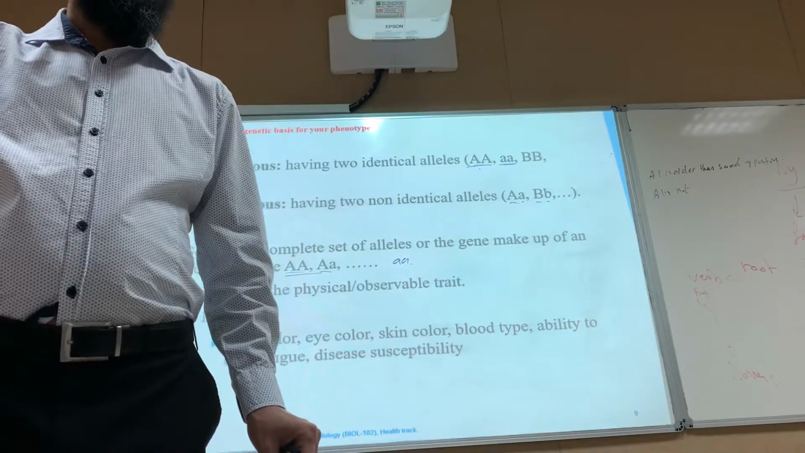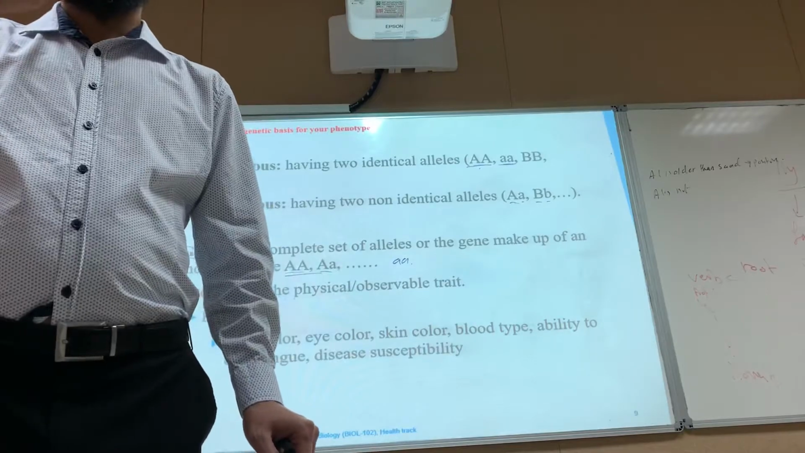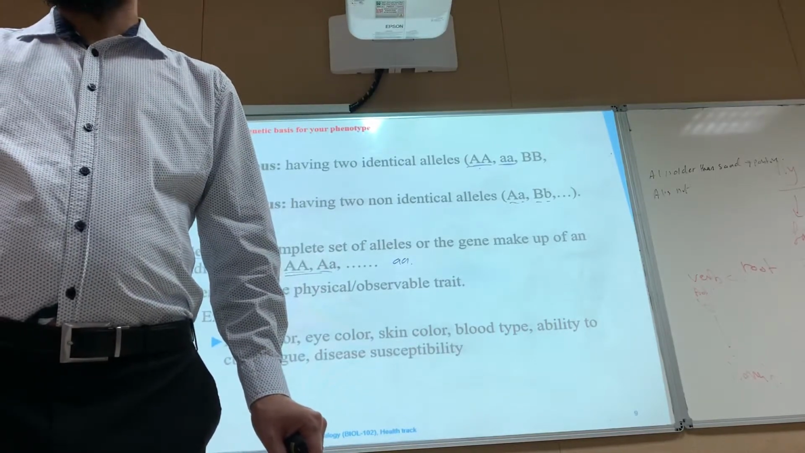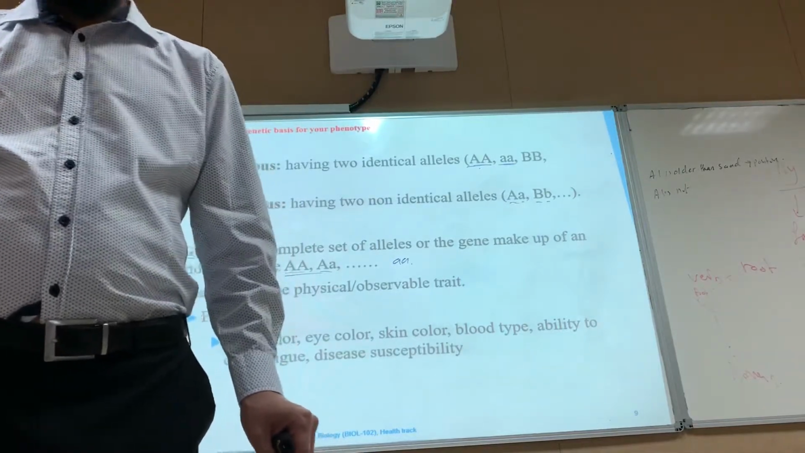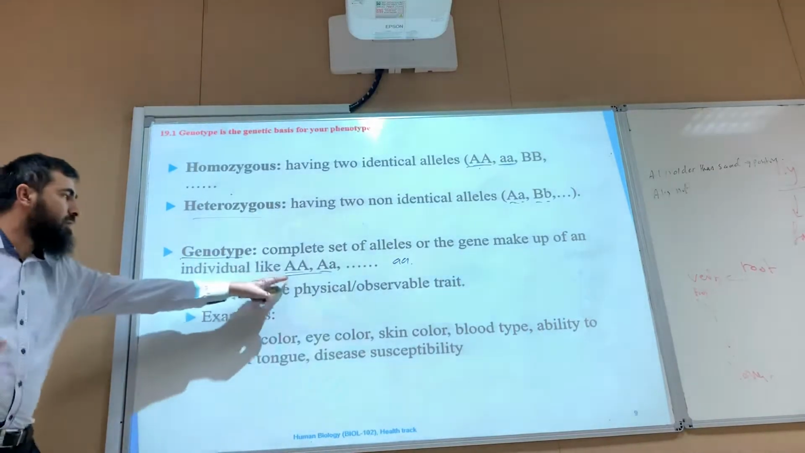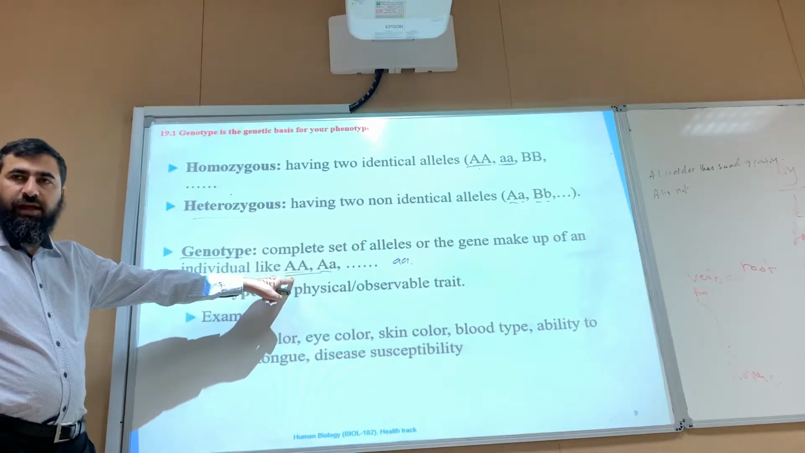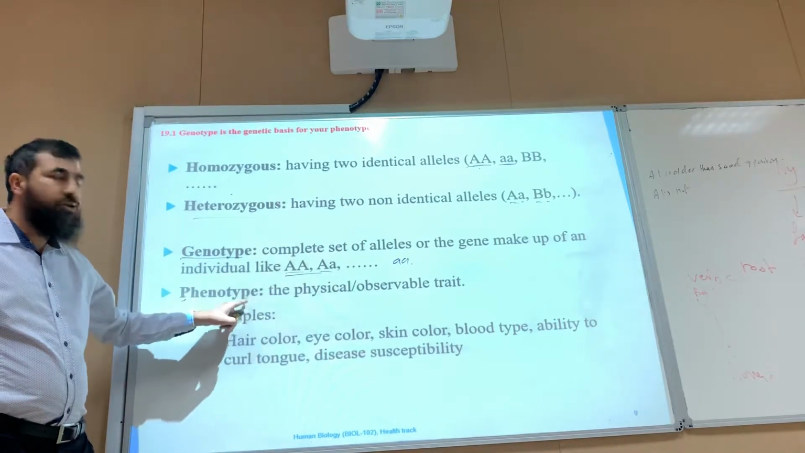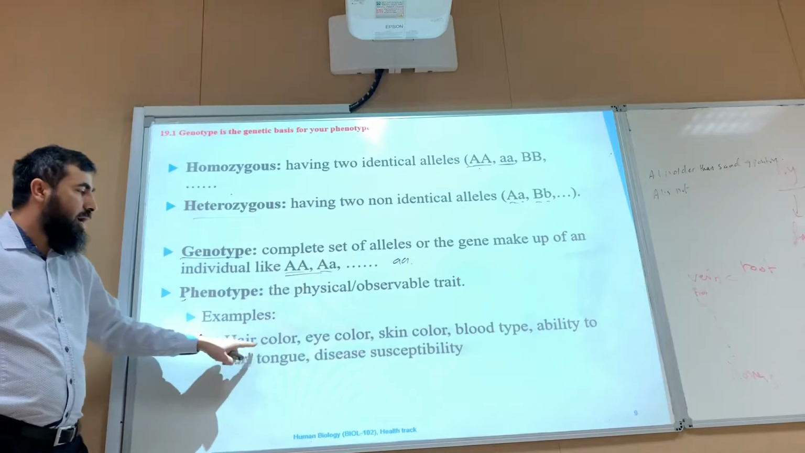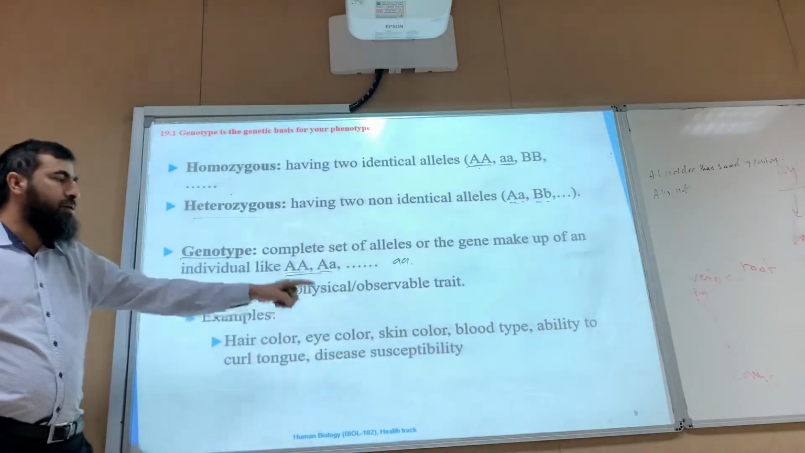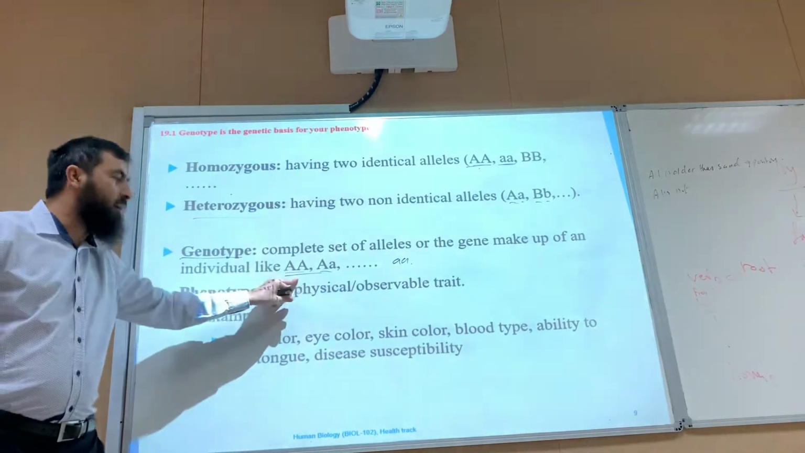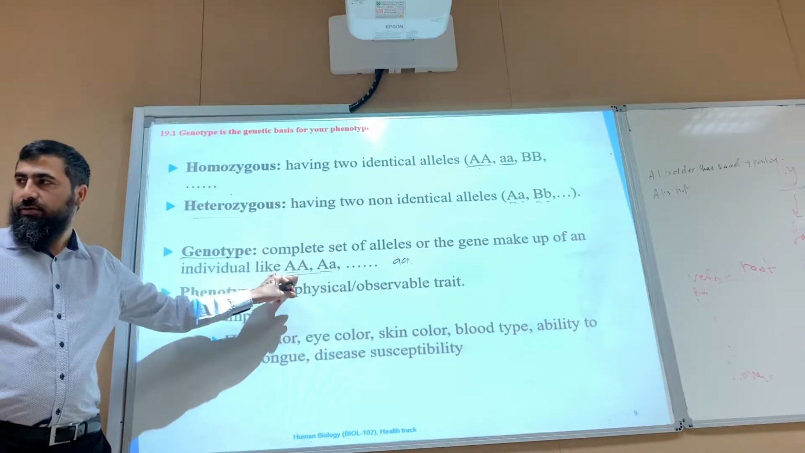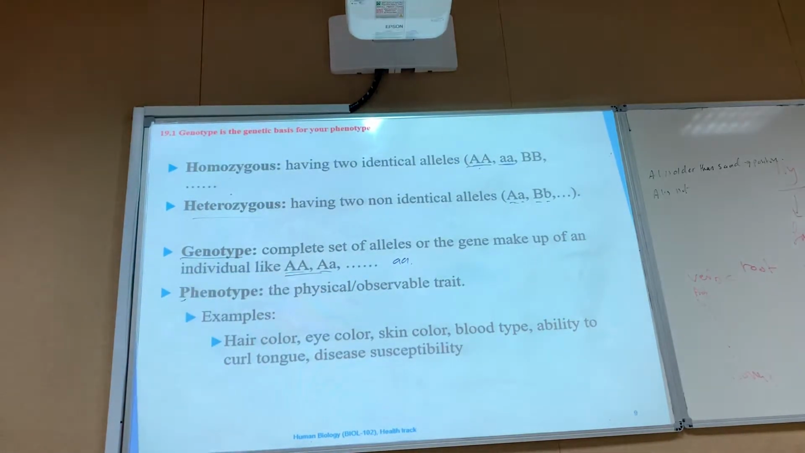The phenotype is the outward appearance. Genotype, say, homozygous dominant; the phenotype, unattached earlobes, the outward physical appearance. So the genotype is based on the genes, the alleles. While the phenotype is the physical appearance, like hair color, eye color, skin color, blood type. All these things are the phenotype. The genotype is the genetic makeup, and we show it by the alleles. So the genotype makes the phenotype. The genotype is the basis for the phenotype. Without the genotype, you're not going to have the phenotype.